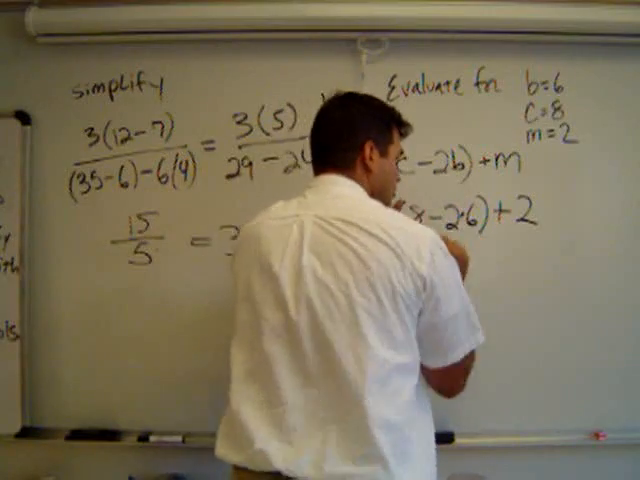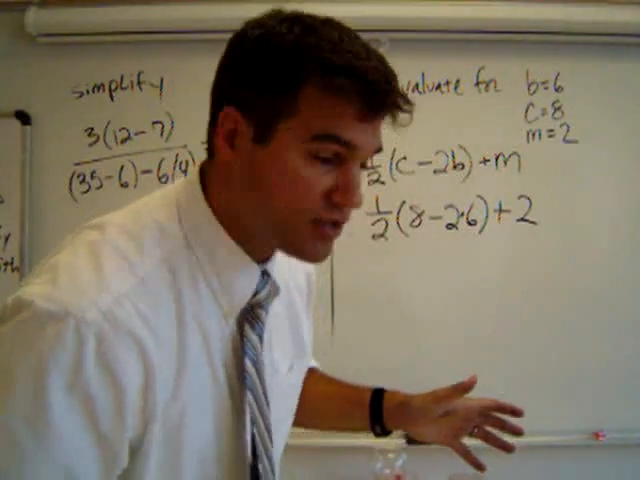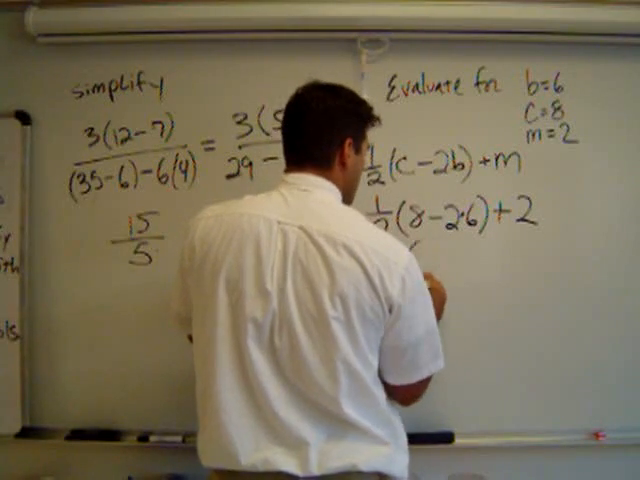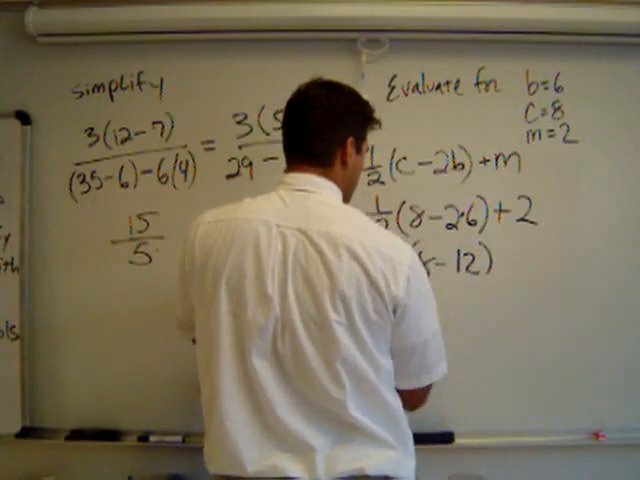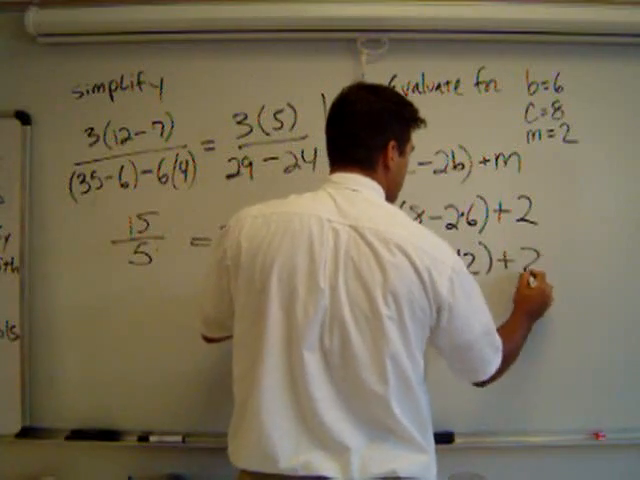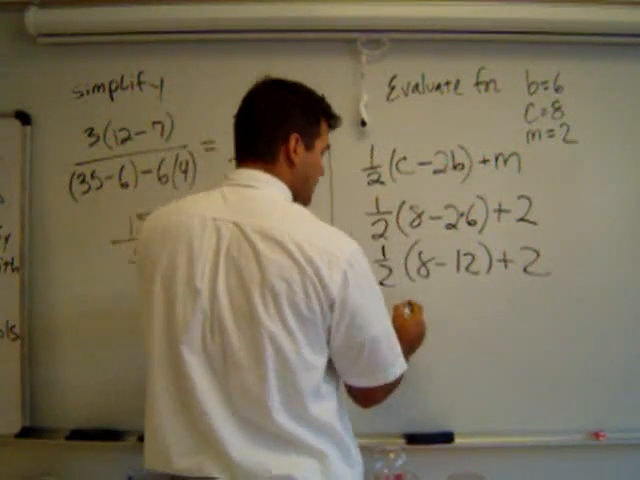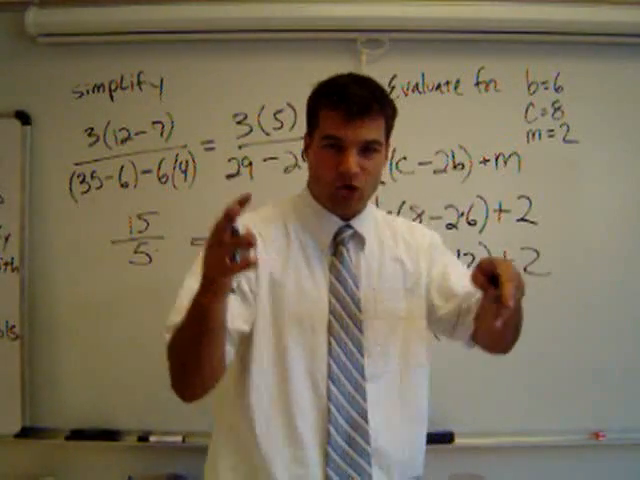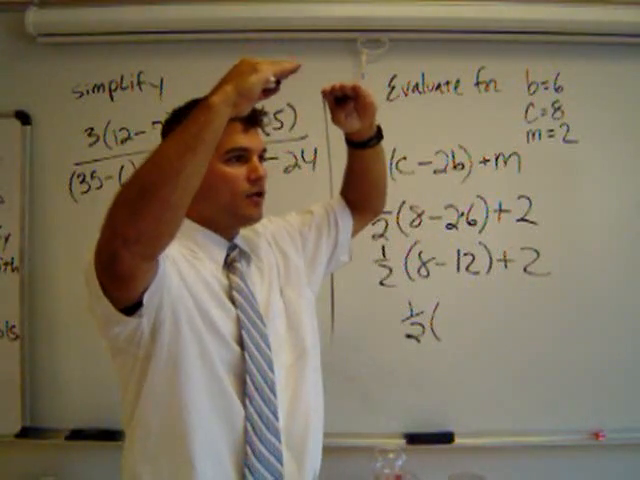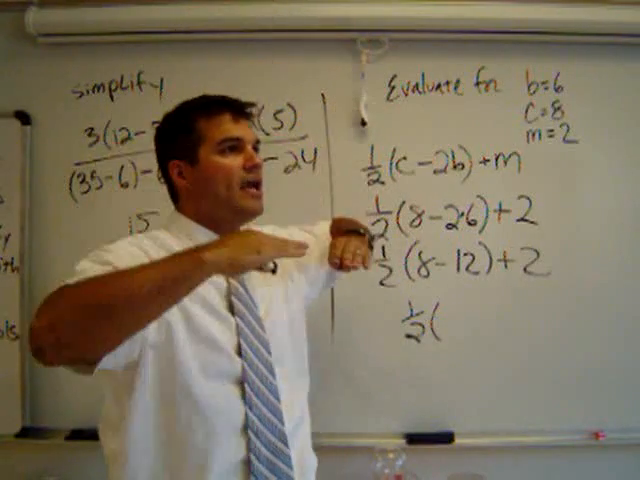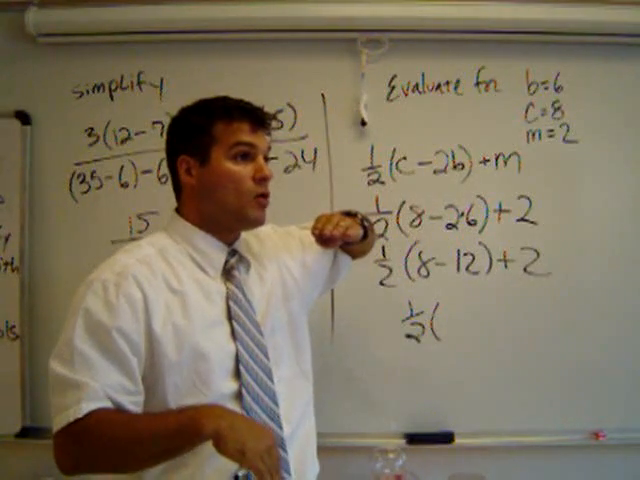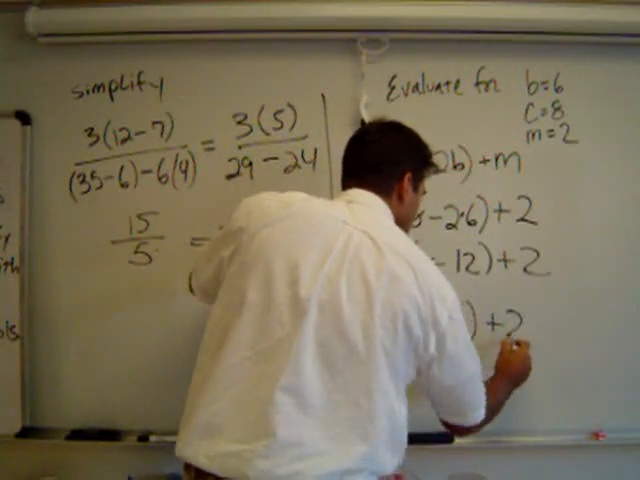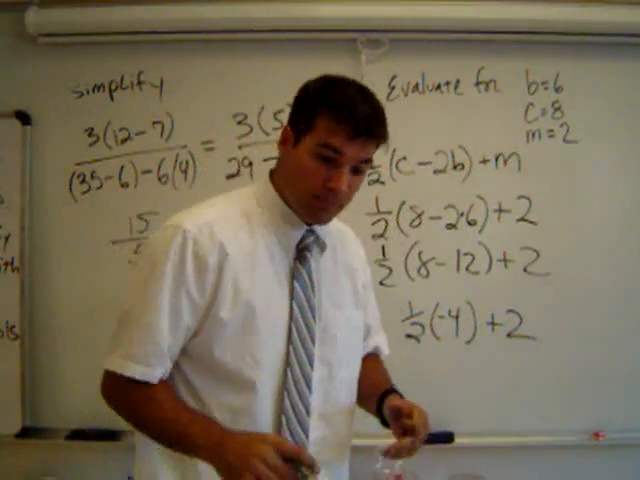What do I do first? Subtract or multiplication? You always do multiplication first. So let's take care of this business. 2 times 6 is 12. 8 minus 12 is, I start at 8 and I go down 12. If I have 8 and I go down 8, I'm at 0. I still have to go down 4 more. Negative 4. So I'm down at negative 4.